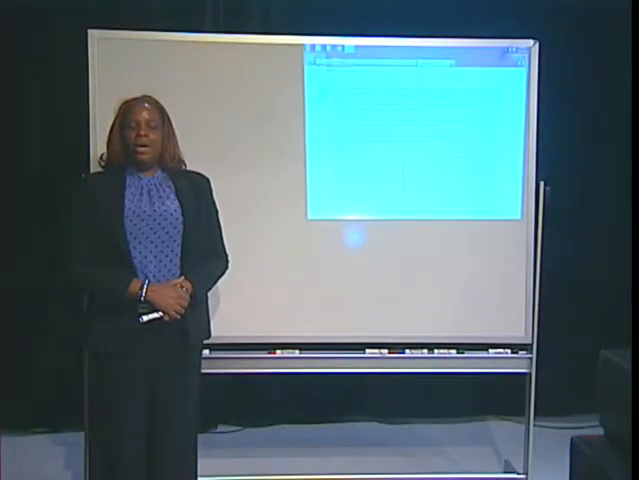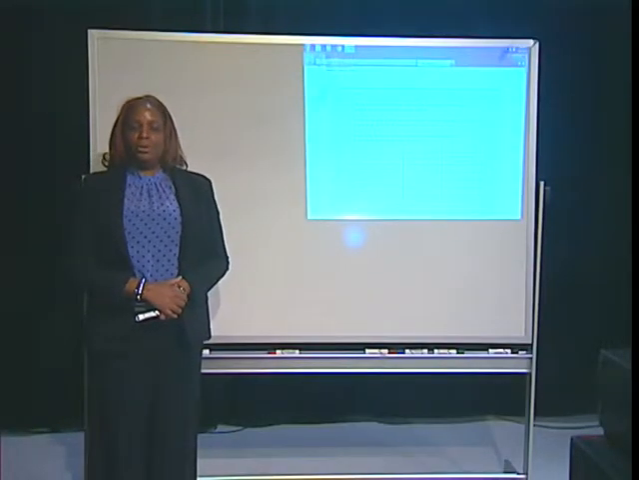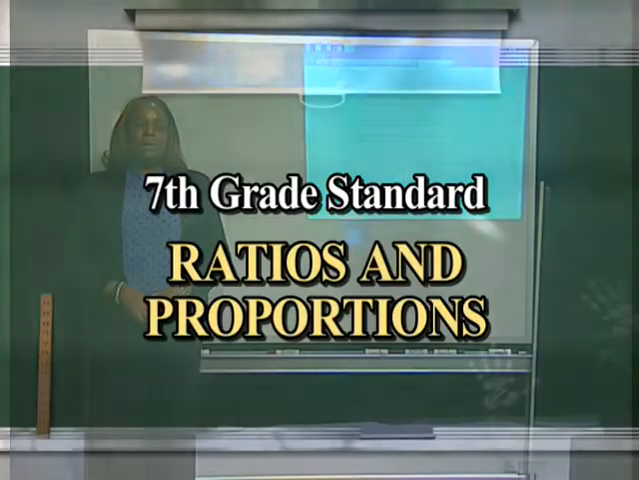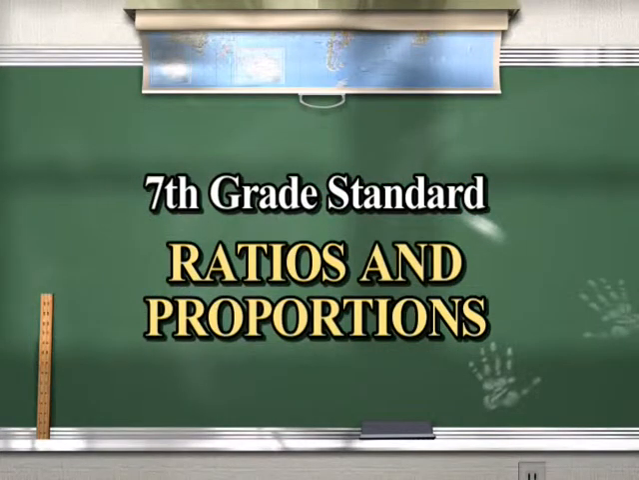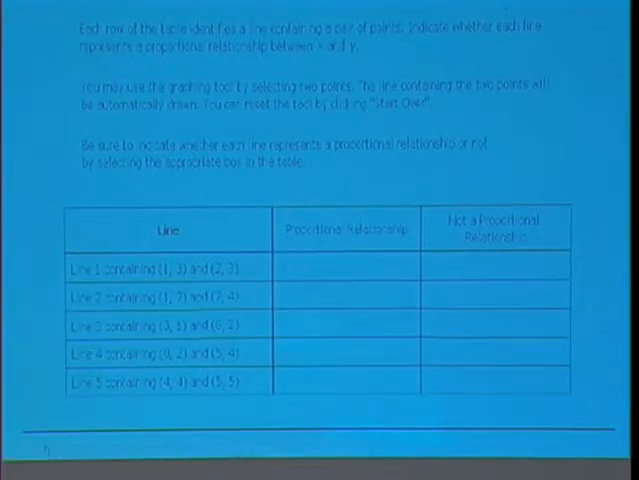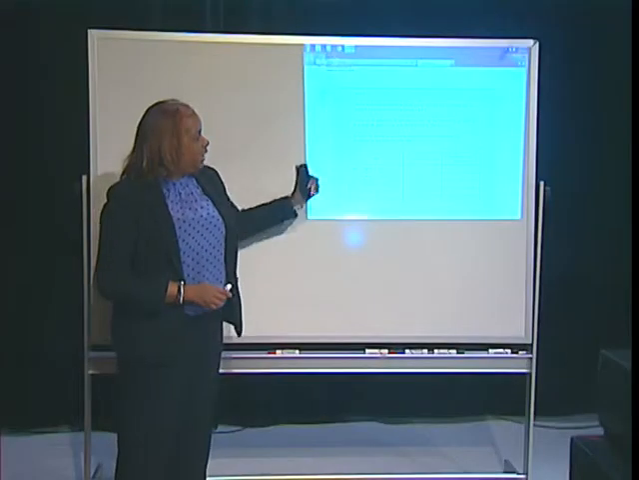Hello everyone, we are now ready for problem 2. We will begin with part A of this particular problem. This is 7th grade standard. This is ratios and proportions. Let's start off. We have a table in front of us. The table has lines 1, 2, 3, and 4. For each line it has 2 coordinates, and we can change each coordinate to the value of what is written.